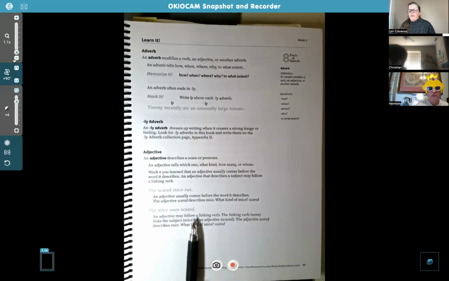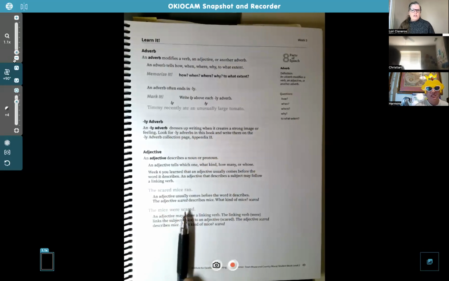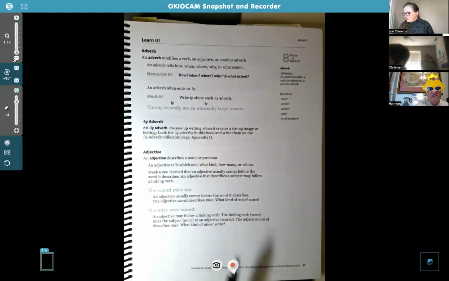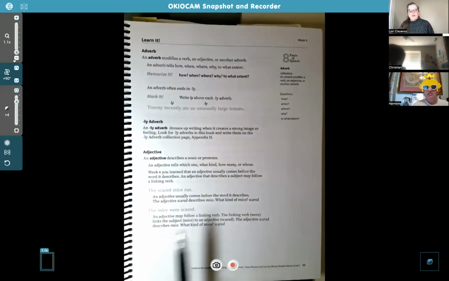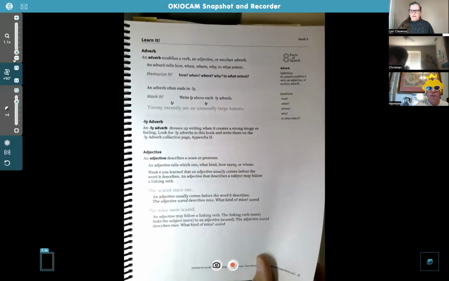Sometimes the adjective might follow a linking verb. So here the linking verb is were. Did I say was? I meant were if I said was. The mice were scared. So were is that linking verb, and it's connecting this noun mice to the adjective scared. It's still telling what kind of mice. They're the scared mice. So it's in a different spot in the sentence, but that's okay. You're going to label it ADJ for adjective. Any questions on this page so far? If not, shake your head no for me.